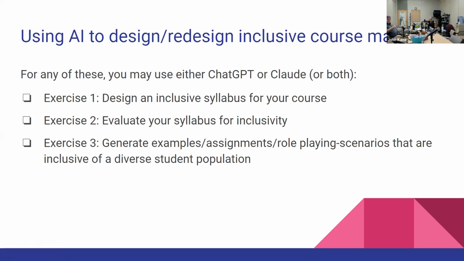And the first thing is to design an inclusive syllabus if you're starting from scratch. Another option is to take your existing syllabus and run it through either ChatGPT or Claude. And the third option for information or recommendations on how you could use more inclusive language in the syllabus. And the third example is to generate examples, assignments, or role-playing scenarios that are inclusive of a diverse student population. And that could apply to any number of disciplines.